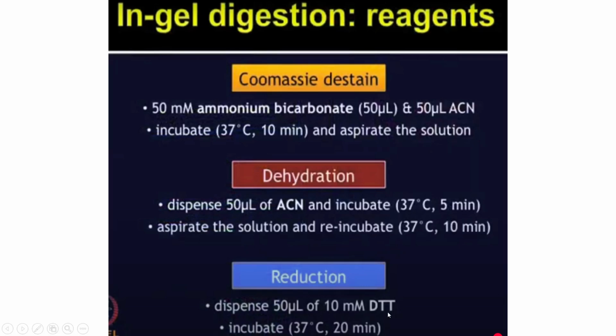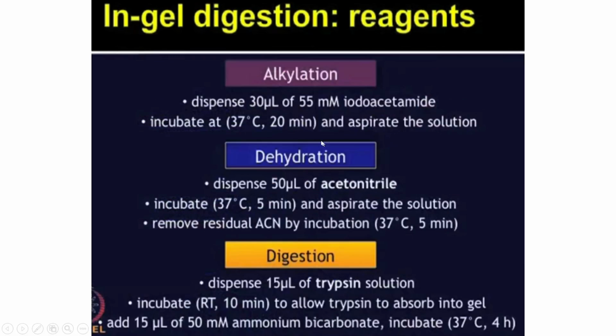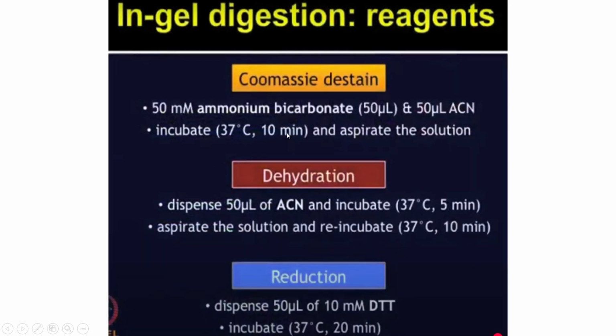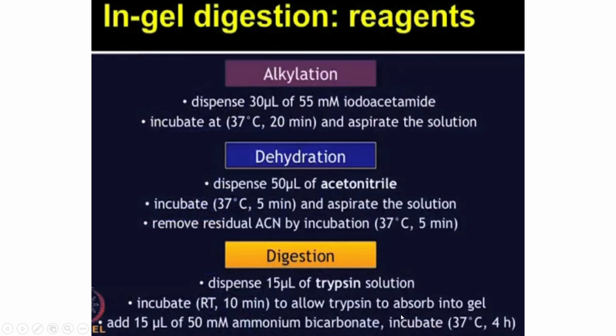So we will use DTT for reduction, then you will do alkylation. For alkylation, you add iodoacetamide. Reduction will cleave the disulfide bonds. Here the disulfide bonds are attached with certain groups so that oxidation is prevented. Once those disulfide bonds are reduced, they will not come towards each other again. Once that is done, you need to dehydrate it again, and after that, you will remove the residual acetonitrile by incubating it for 5 minutes at 37.